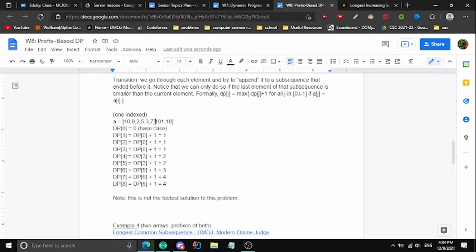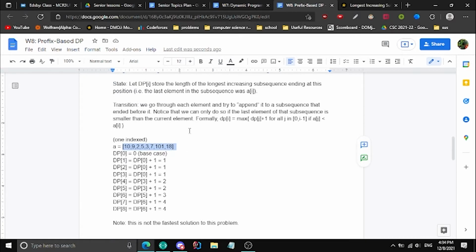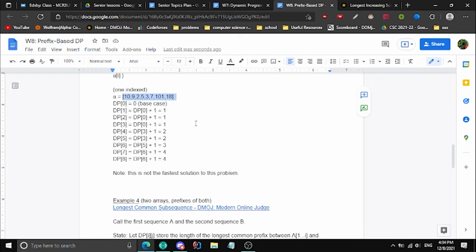Looking back at all the values, it can extend everything except for 101. And so it can again choose DP at 6 to extend and add 1 to the length, which gives 4. If we take the maximum among all of the 1, 1, 1, 2, 2, 3, 4, 4, we're going to get an answer of 4 for this particular array. And so the longest increasing subsequence of this array is 4.